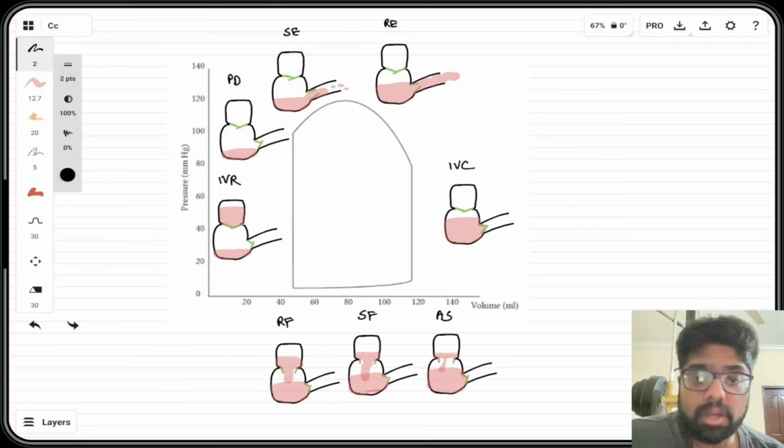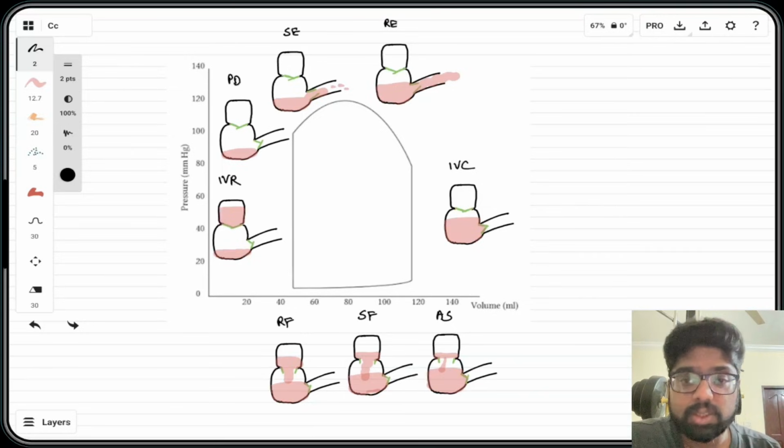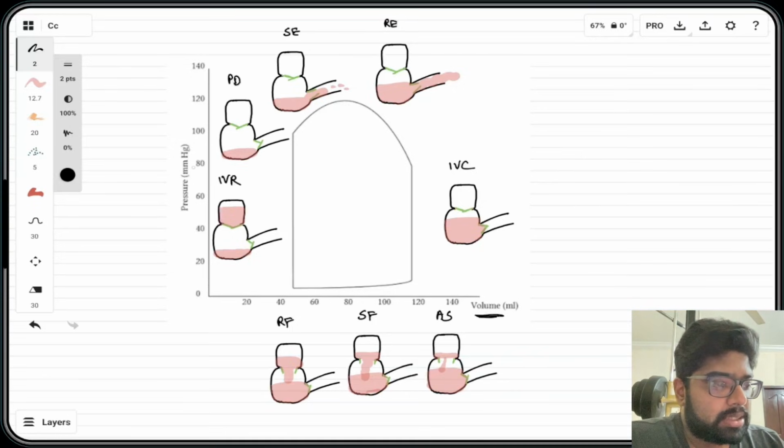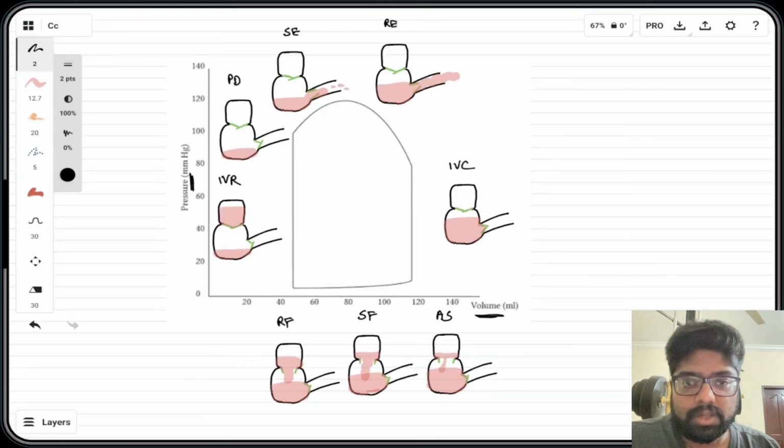Now that we have got the Wiggers diagram out of the way, let us look at another way of representing the cardiac cycle. This may come off as second, but this is one of the most important topics, especially from any PG perspective. What you see on the screen is something known as a pressure volume loop. As with any graph, you should first familiarize yourself with the x-axis and y-axis. On the x-axis, you have the volume of the left ventricle, and on the y-axis, you have the pressure of the left ventricle.